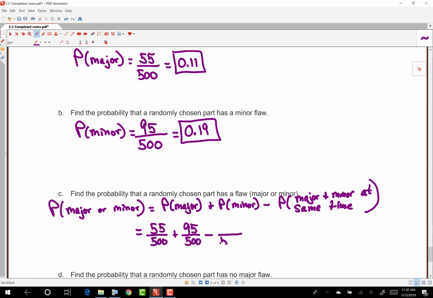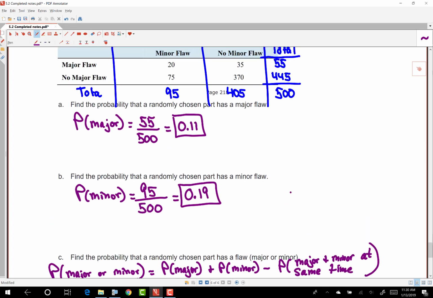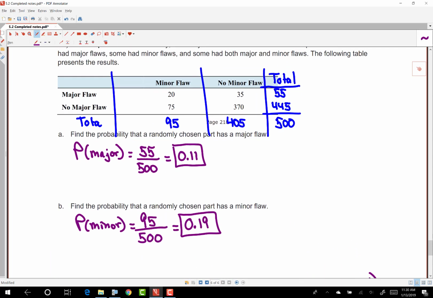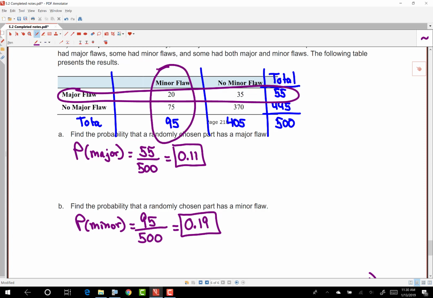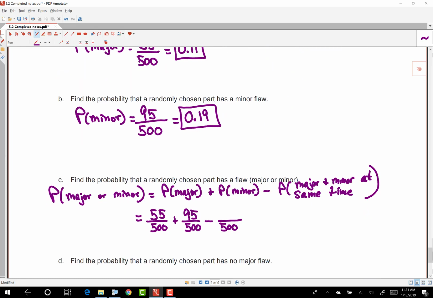Minus, now this is also going to be out of 500, but we want to count how many have both types of flaws. So I need to go back and look at my chart, and we're looking at where this row, major flaw, and this column, minor flaw, intersect, and it's right here at 20. So 20 of the parts had both a major and a minor flaw. So that's going to be minus the 20 out of 500.